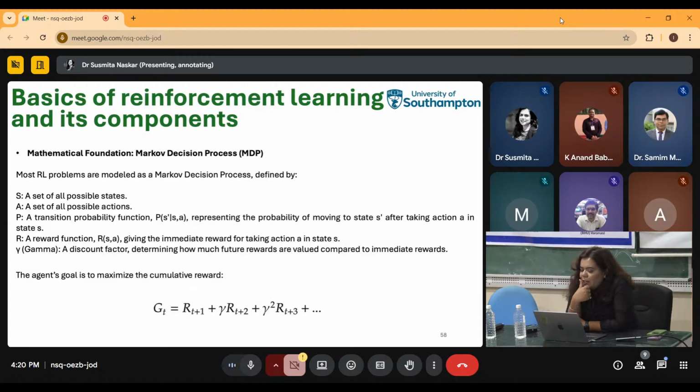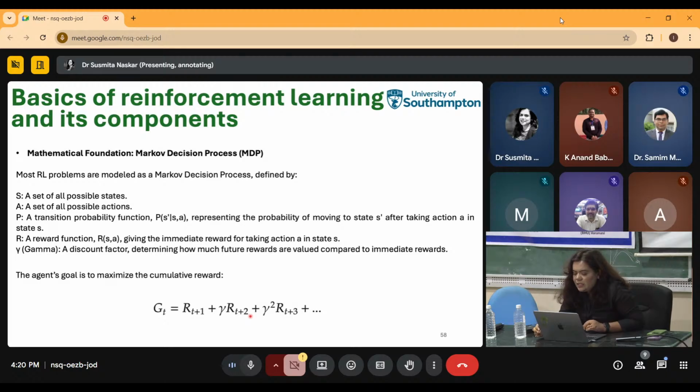Now if you try to explain the mathematical foundation of reinforcement learning, we generally use the MDP, the Markov decision process, right? Almost all RL problems can be modeled as an MDP because it provides a structured way to represent decision making over time, right? Now if you look at this MDP equation, S represents all the states of the problem, basically every situation the agent can find itself in, right? And A represents all the possible actions the agent can take from any state.